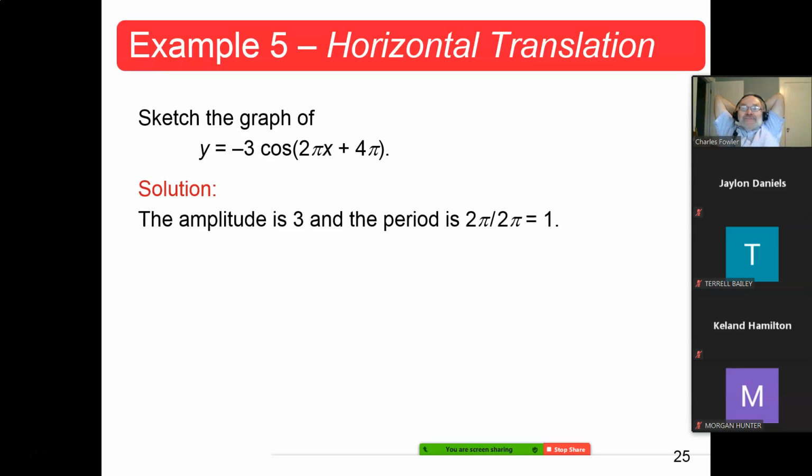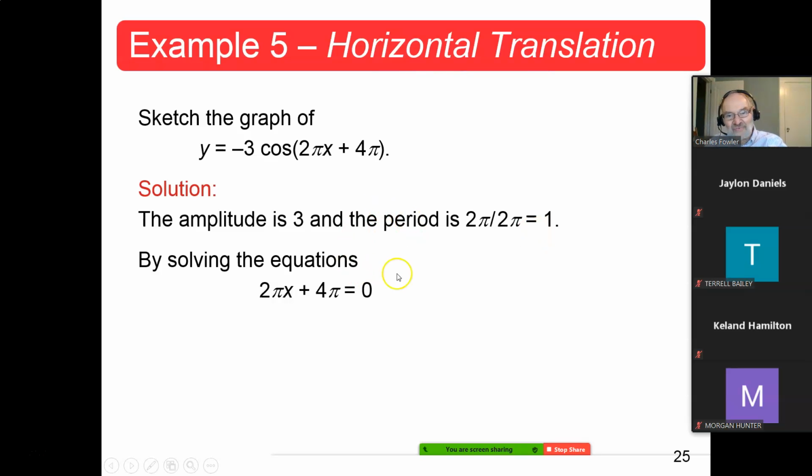All right, so the amplitude is 3, absolute value of your A. The period is 2 pi. I'm sorry, the B is 2 pi. The period is 2 pi over B, and that turns out being 1. And as soon as I do that, I like to then say my interval is going to be divide the period by 4, and that would give you an interval of 1/4.